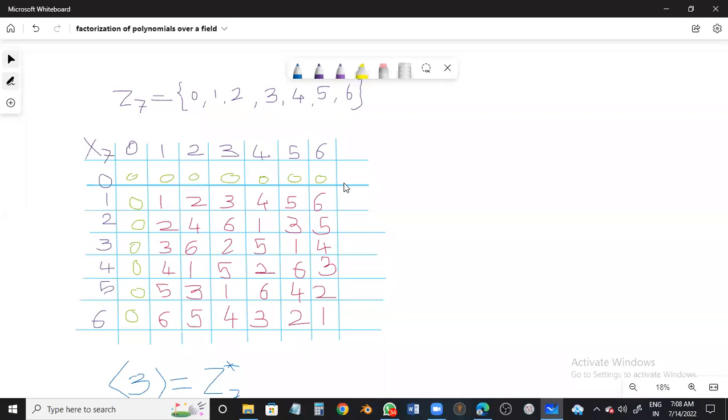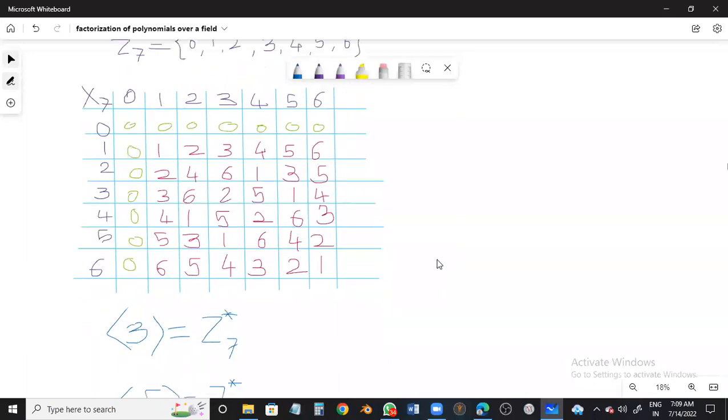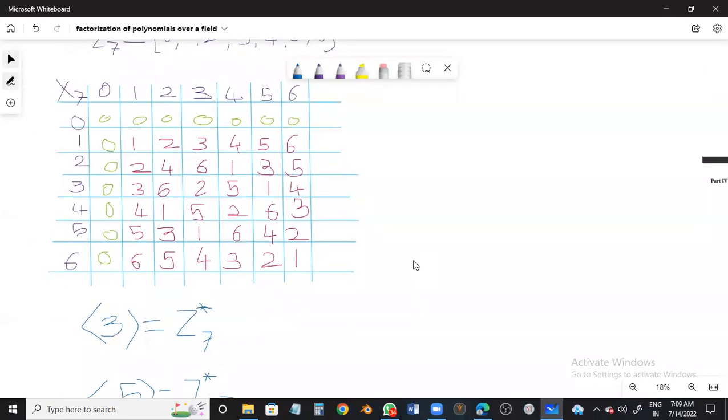So here we are trying to find out the generators of the cyclic group generated by the elements. So Z7, you can observe, ranges from 0 to 6. Multiplication table I have prepared. You can go through it and you also can prepare it.